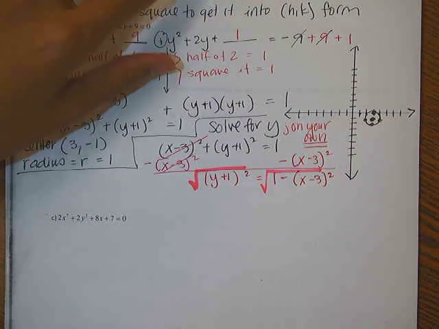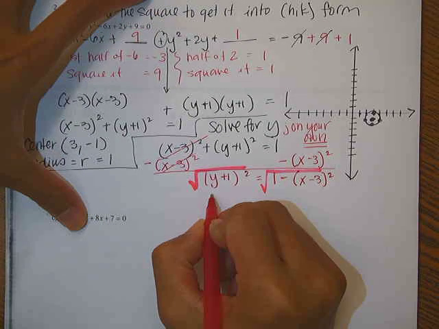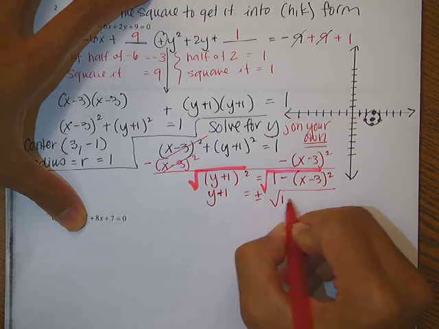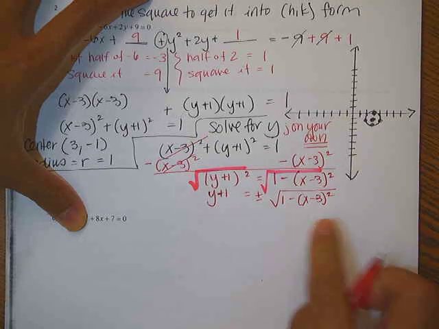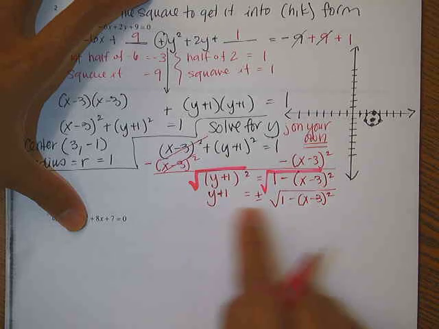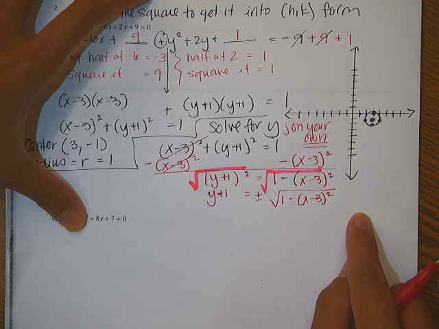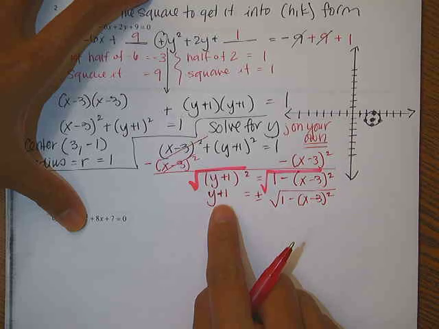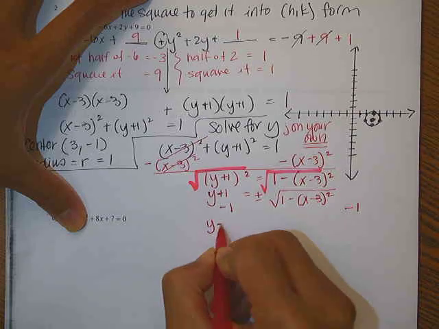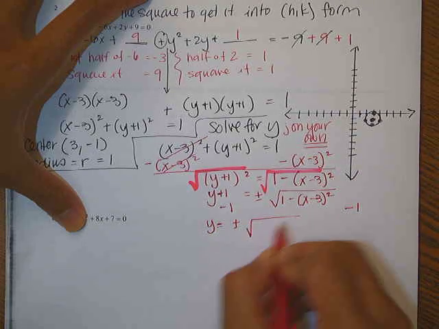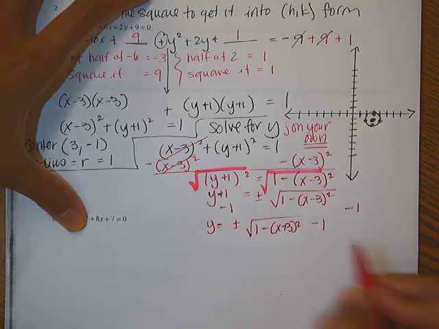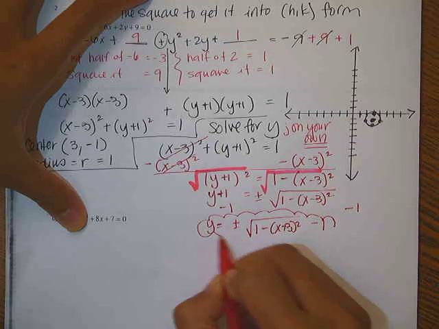Anytime that you're taking a square root, you're going to end up with two answers, always. So y plus 1 equals plus or minus the square root of 1 minus (x minus 3) squared. Again, you don't need to distribute this out, because the reason we're solving for y is so that we can enter it in your calculator, and your calculator can do all of that. Now we're just going to subtract 1 from both sides. So y equals plus or minus the square root of 1 minus (x plus 3) squared, minus 1. This is what you should have gotten for your y equals formula.